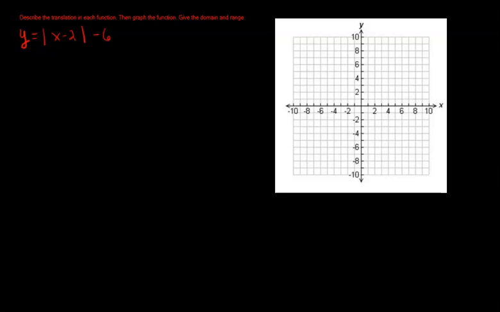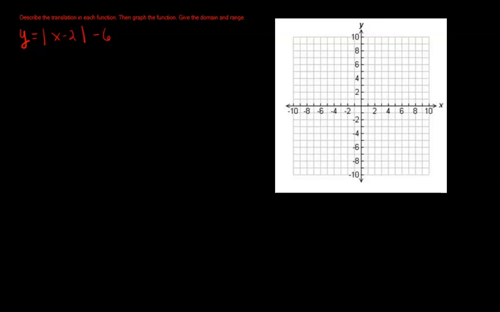So here we are going to describe the translation in the function, then we're going to graph the function and state its domain and range. So here we have y equals the absolute value of x minus 2 minus 6. And so the first thing that we want to look for is the vertex, the point of this graph.